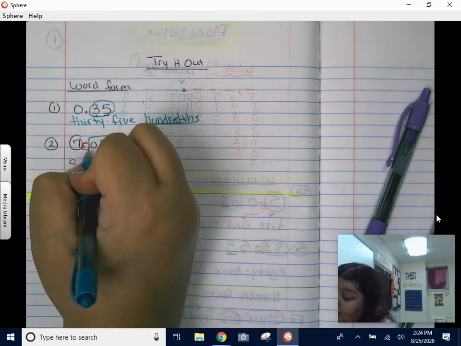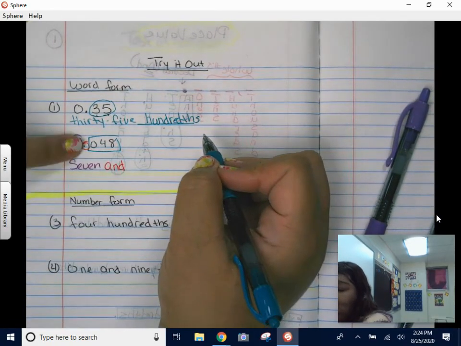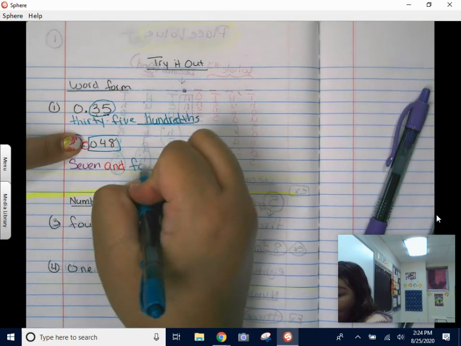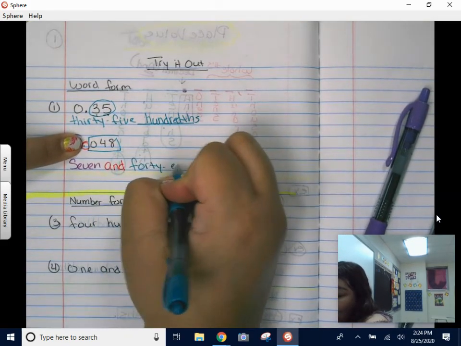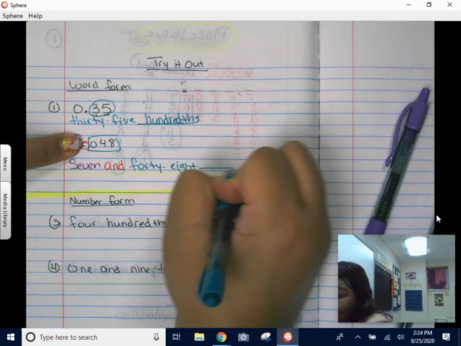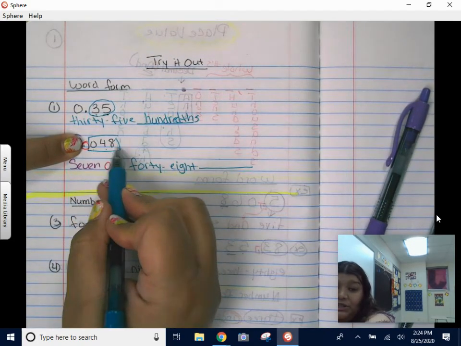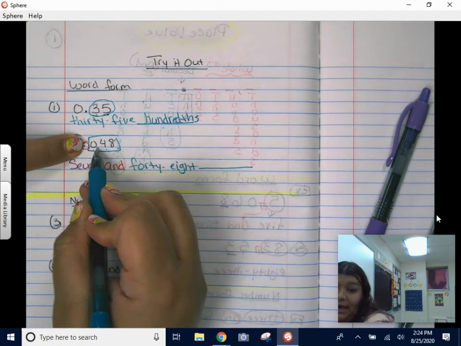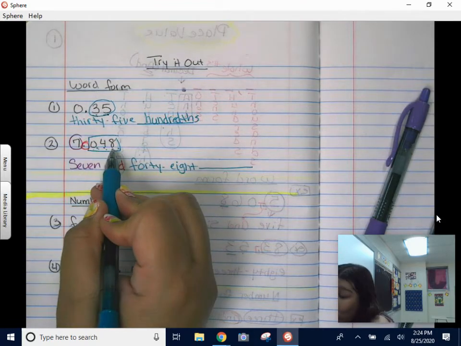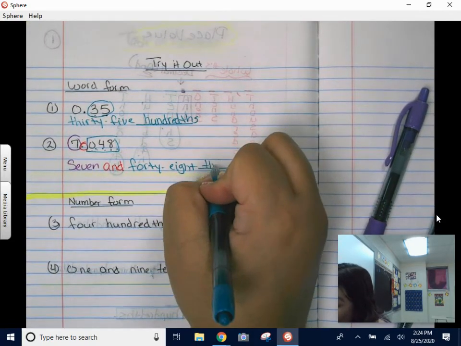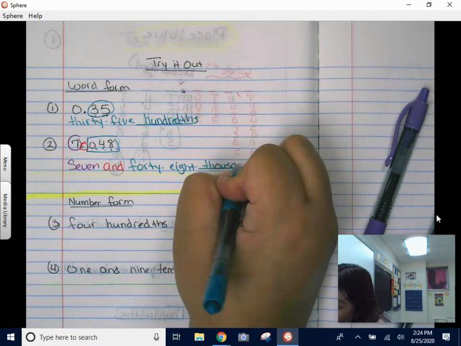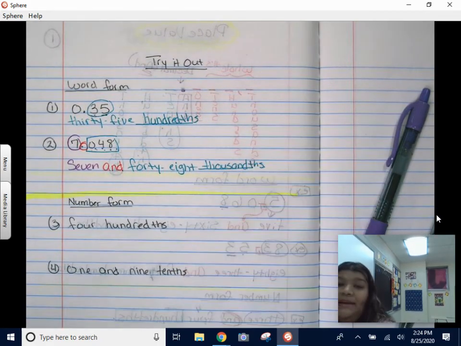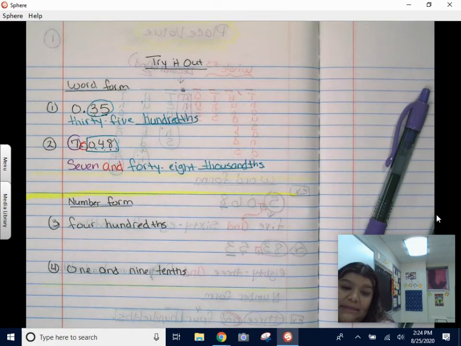And then we have this decimal here. So you should have looked at it and said, well, that is 48. So I'm going to write 48. And then for the place value, I have 3 digits after. So this is tenths, hundredths, thousandths. So you should have got 7 and 48 thousandths.